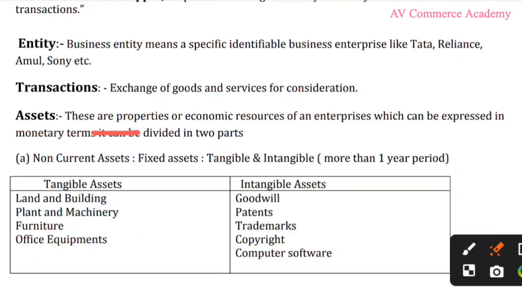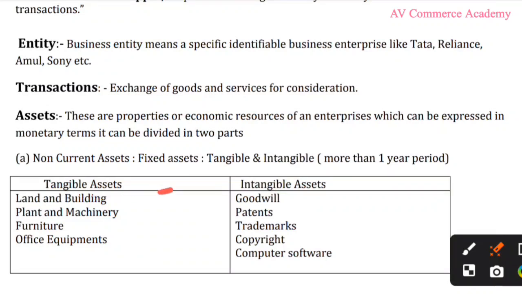So next one is assets. What are assets? These are the properties or economic resources of any enterprise which can be expressed in monetary terms. Assets are whatever we have in the business for business purposes, for example a fan or a computer, anything that helps in selling the goods in the market. They are categorized into two types: tangible and intangible.